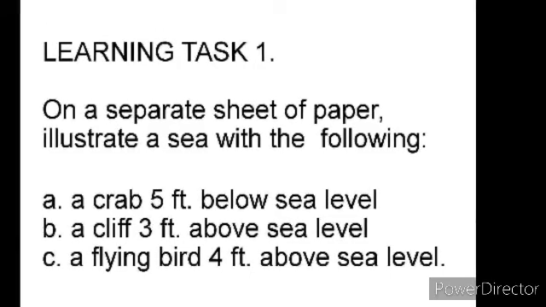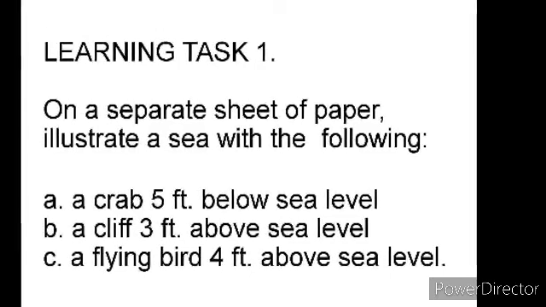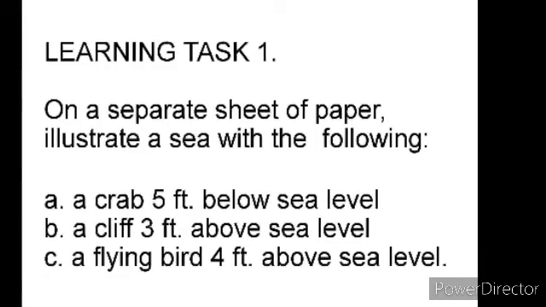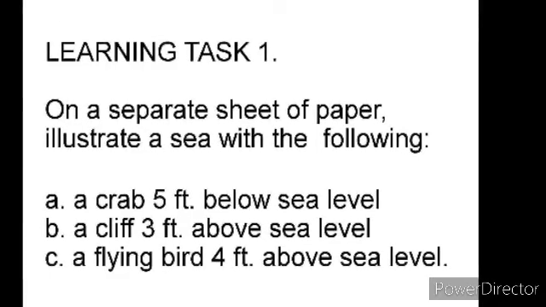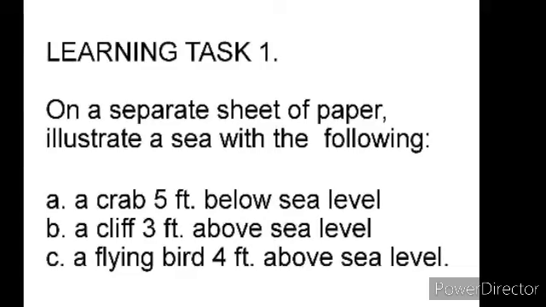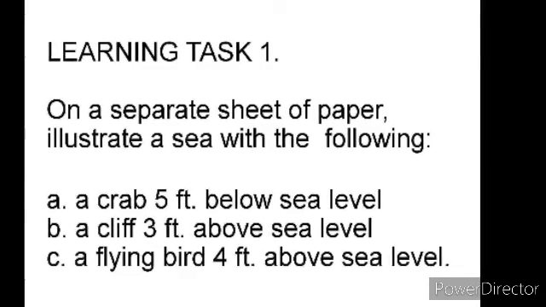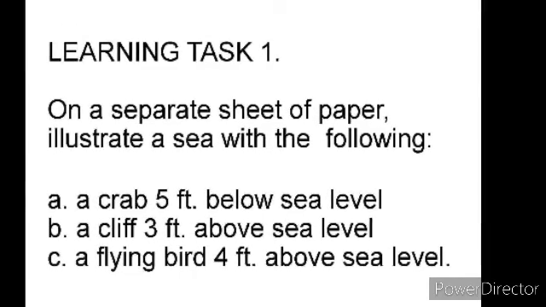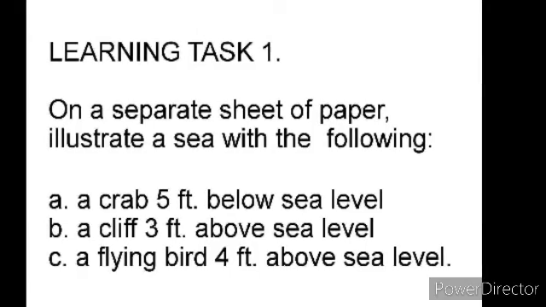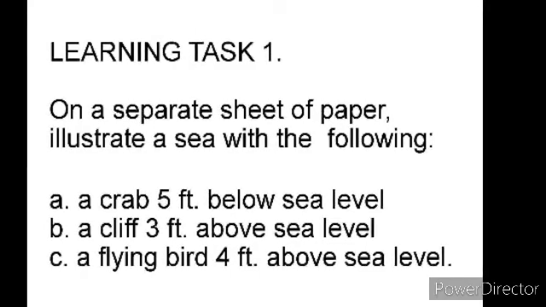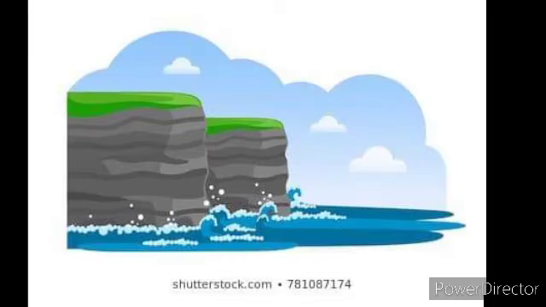So for learning task 1, these are the instructions. We are going to make an illustration on a separate sheet of paper. Let us illustrate a C with the following. So this is the example of a C.